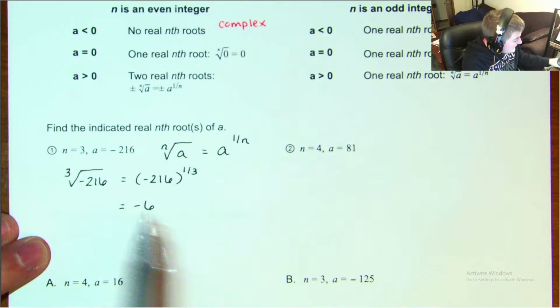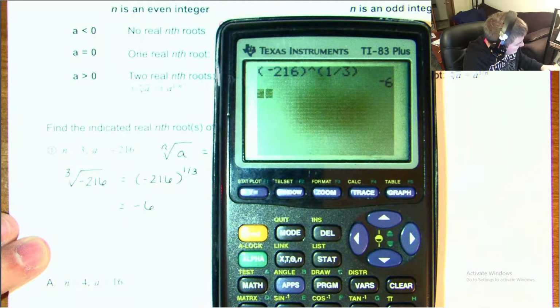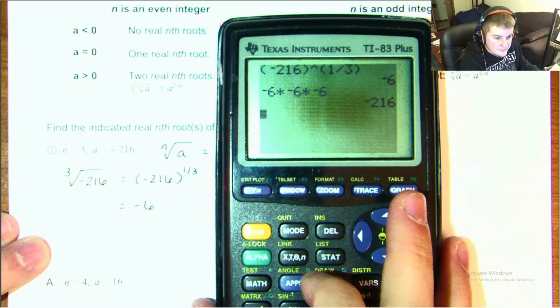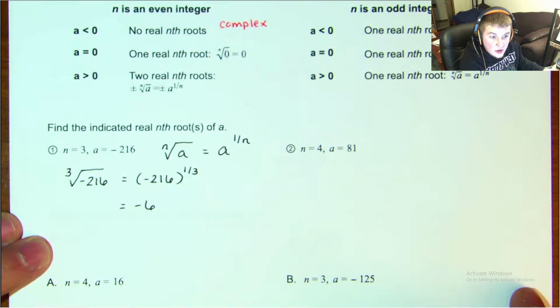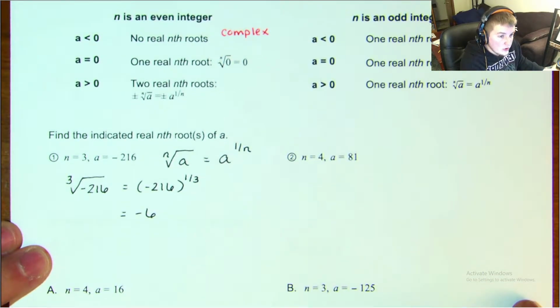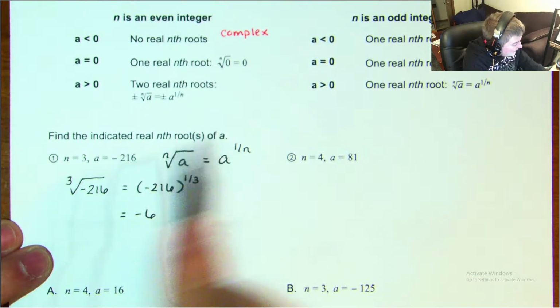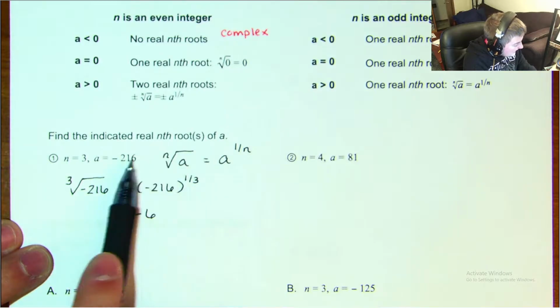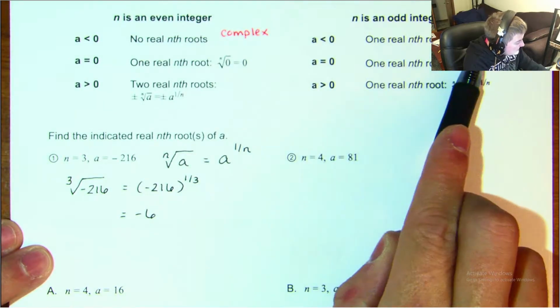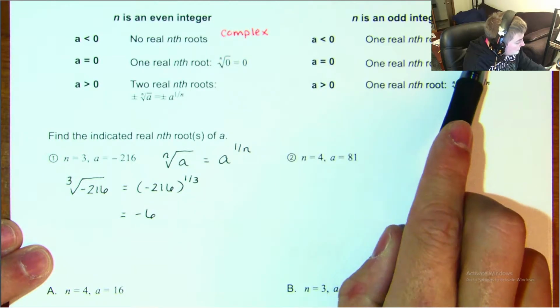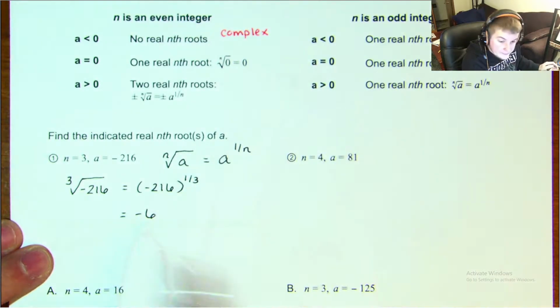Why? Because if I take negative 6 times negative 6 times negative 6, altogether I'm going to get negative 216. That's all this is really talking about. If we look up here, we see our n value is odd because it was 3, and our a value was negative. That means we're going to get exactly one real root, and it is going to be negative.